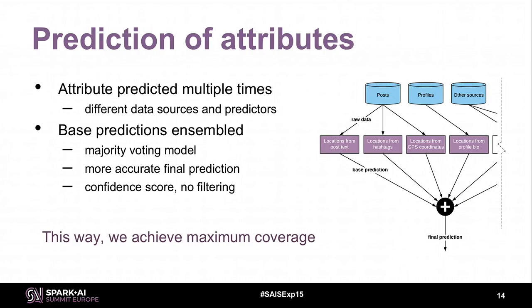This was just one predictor. When we predict an attribute, we predict it multiple times. We combine different data sources and different predictors.